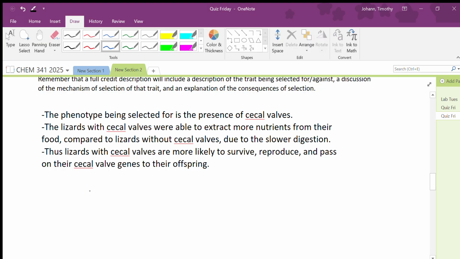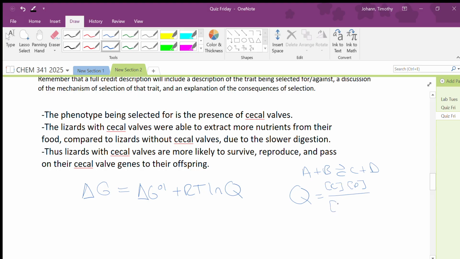So we've got this equation, okay? The free energy equation looks like this. And we've got Q, which is the reaction quotient, right? And remember the reaction quotient looked like this. If we had A plus B goes to C plus D, our reaction quotient was products over reactants, the concentration of products over the concentration of reactants.